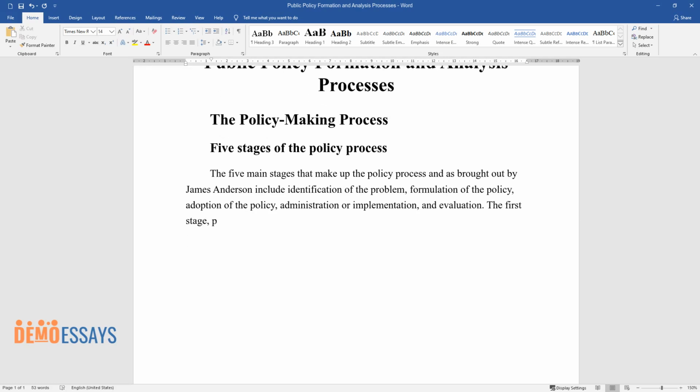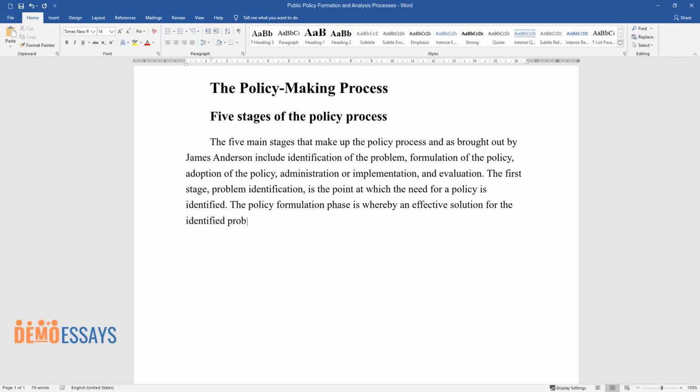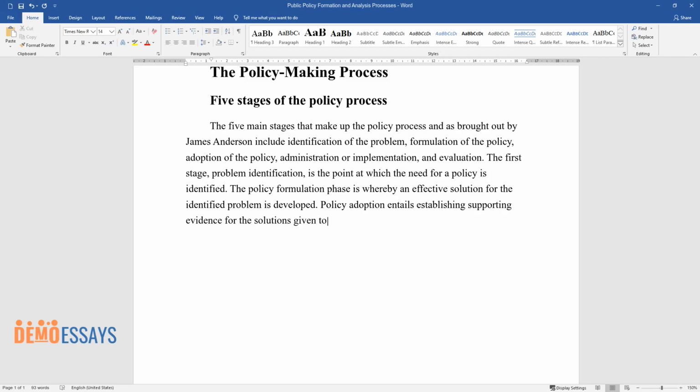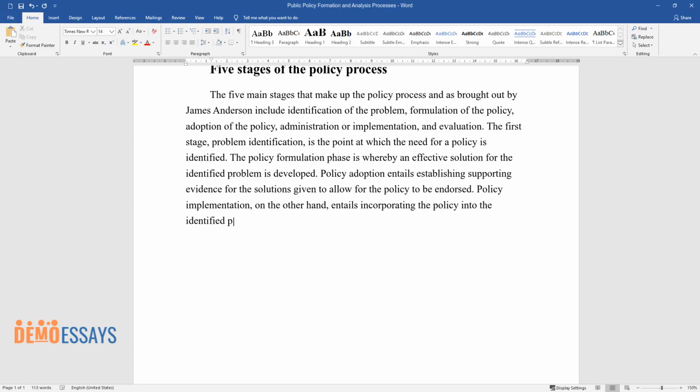The first stage, problem identification, is the point at which the need for a policy is identified. The policy formulation phase is whereby an effective solution for the identified problem is developed. Policy adoption entails establishing supporting evidence for the solutions given to allow for the policy to be endorsed. Policy implementation, on the other hand, entails incorporating the policy into the identified problem, while evaluation involves assessing the effectiveness of the implemented policy.